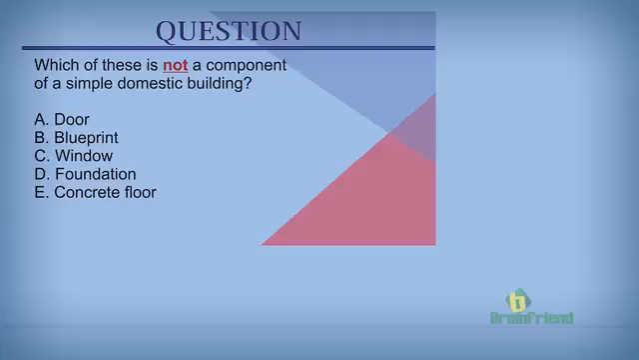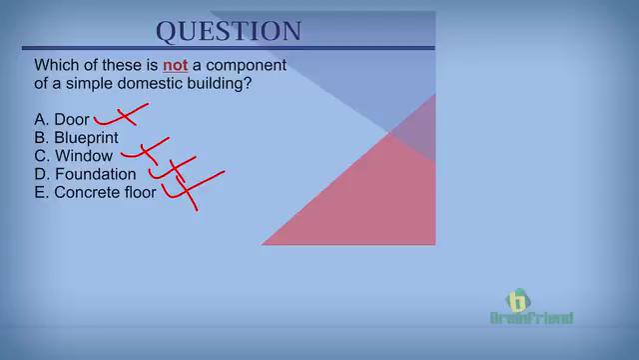If you had chosen A, you would have been wrong, because the door is a component of a simple domestic building. If you had chosen C, you would have been wrong as well. Why? Because the window is also a component of a simple domestic building. If you had said foundation, you would have been wrong, because it is also a component of a simple domestic building. And of course, if you had said concrete floor, you also would have been wrong, because it is also a component of a simple domestic building.